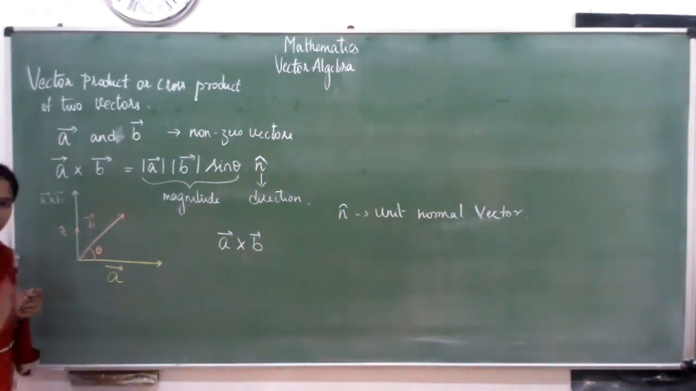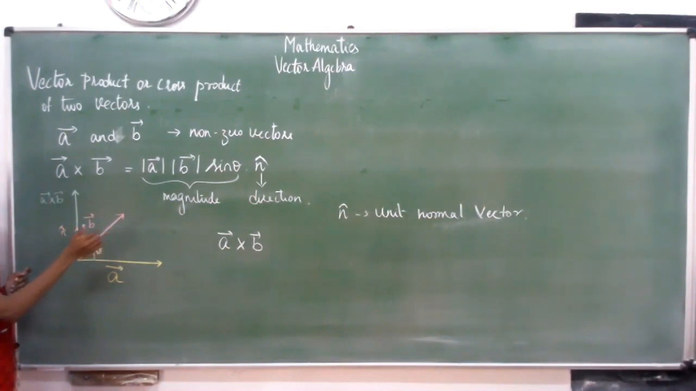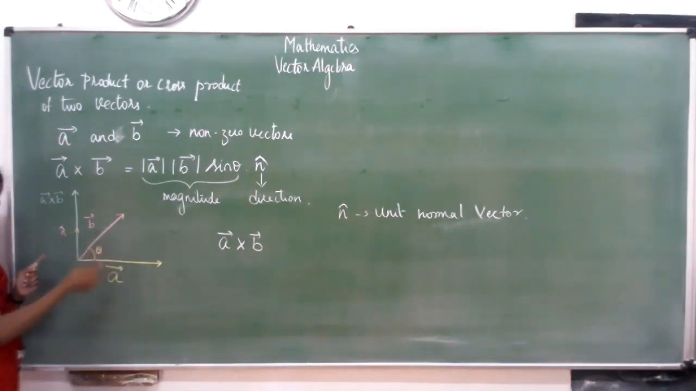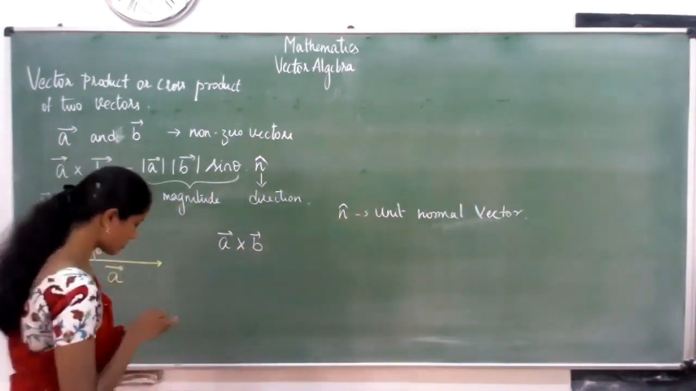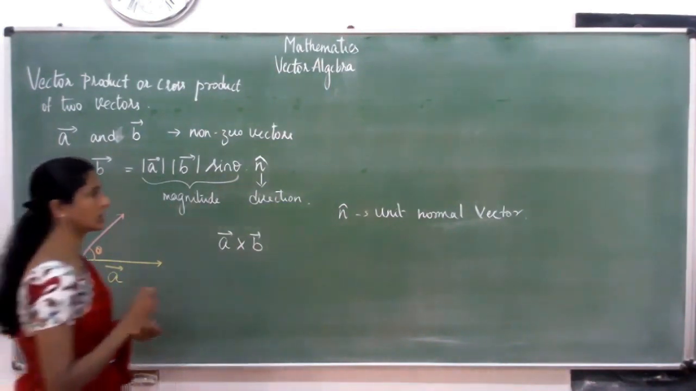So according to the right hand thumb rule, I place my right hand on my first vector, that is vector A. Now I take a curve, that is, I am making an angle theta with vector B. My thumb shows a direction. In this direction, I get my resultant vector, and this is perpendicular to the plane in which vector A and vector B are lying. So this is the definition of the vector product or cross product of two vectors. I'm going to write the definition.